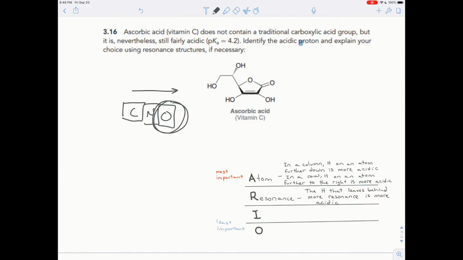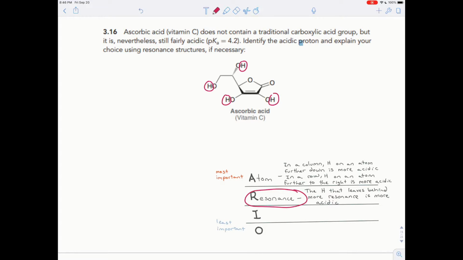It pulls the negative charge close to the nucleus and helps to stabilize it with the positive charge in the nucleus. So the most acidic hydrogen is definitely going to be one of the hydrogens on the oxygens. It won't be, for example, these hydrogens on that carbon. Okay, so we've narrowed that down. So next, all of those hydrogens tie in terms of an atom. They're all on oxygen, so the atom won't help us determine between those. What we have to do to determine which of those is most acidic is to consider the effect of resonance. The hydrogen that leaves behind the most resonance is going to be the most acidic.